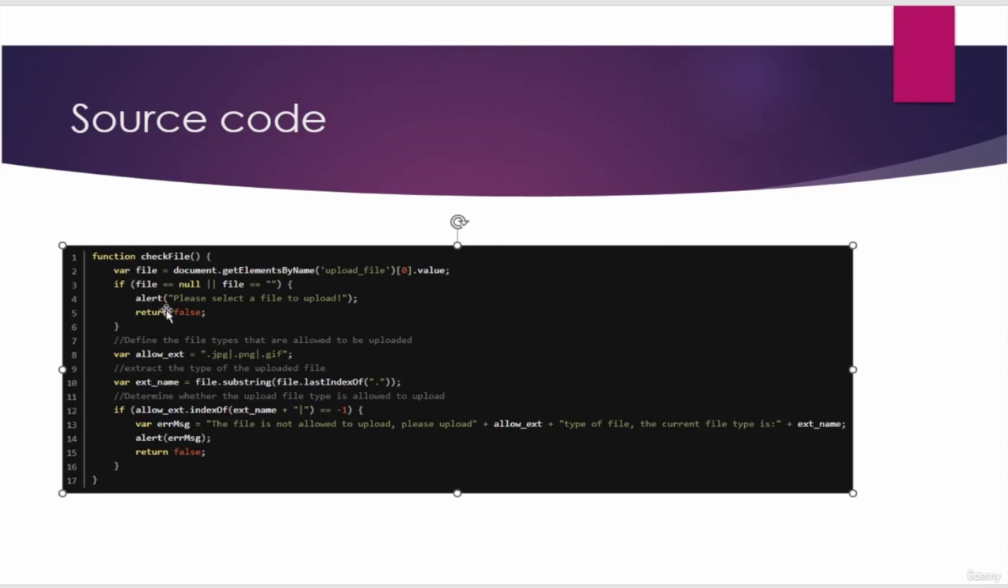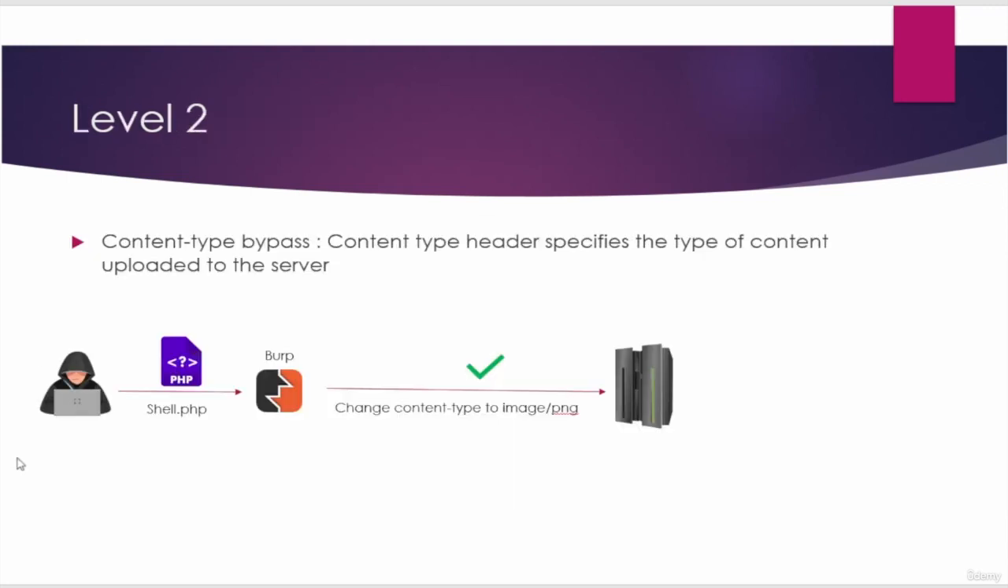Okay, so this is the source code. So let's go to level 2. Level 2 is based on content type bypass. Content type specifies what the content of the file sent to the web server is. Content type is a header. I'm going to show you here. We are going to upload a file shell.php, intercept the request in Burp, change the content type to image.png and send it to the web server. Let's go back to our Kali machine.